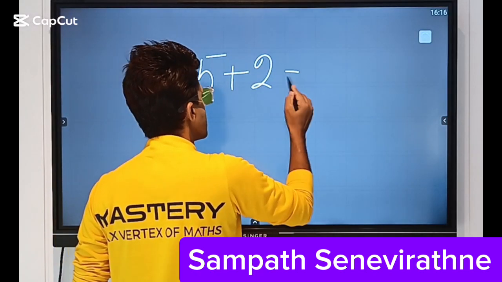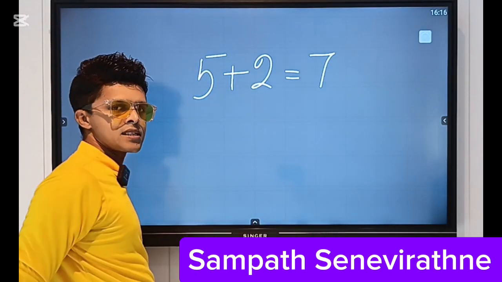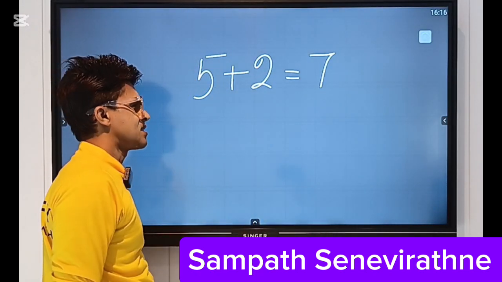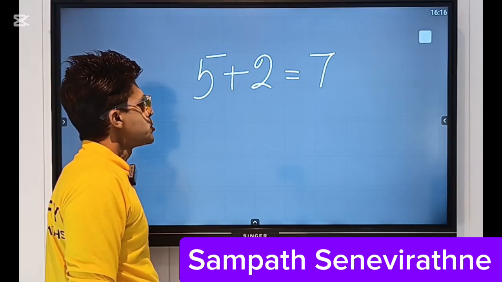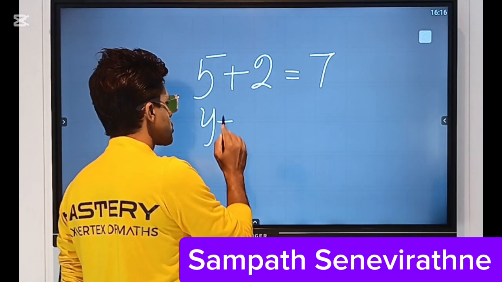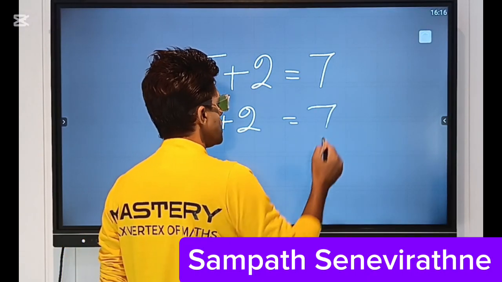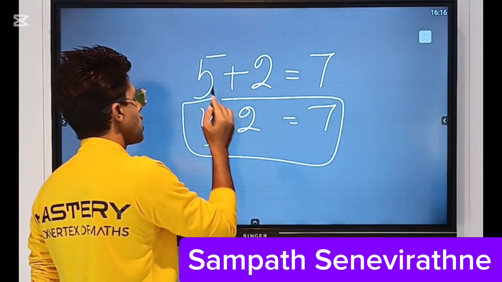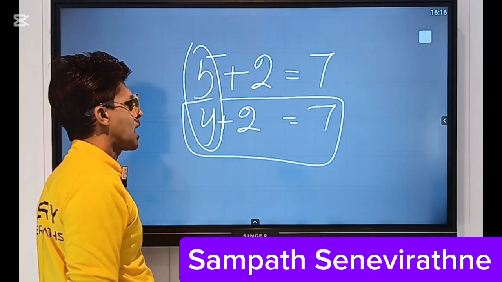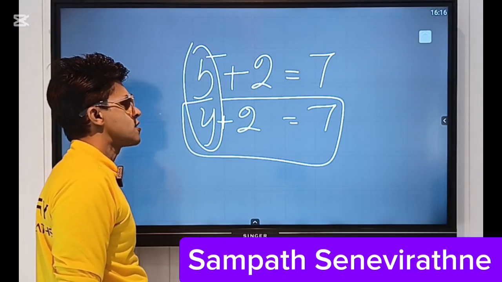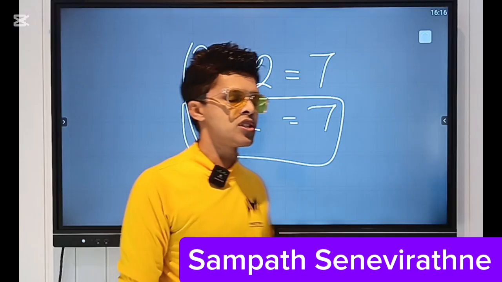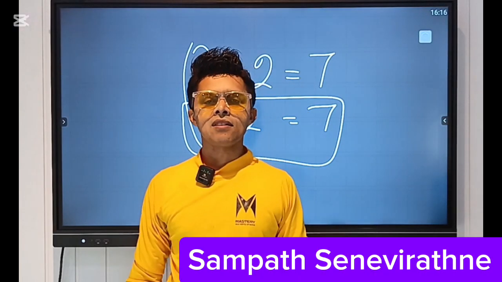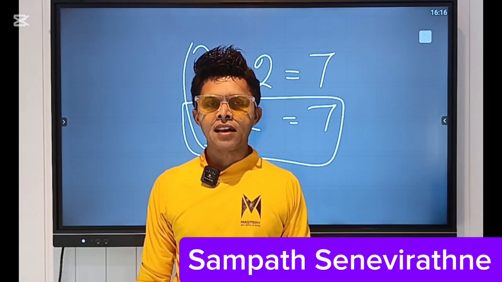Plus 2 equals 7. So really this is an equation. Very easy. This here is a relation. You know that 5 plus 2 is 7. So when I write this one as y plus 2 equals 7, then this is an equation. Really, the value of y you could see can be taken as 5 here. So a relation which is written connecting an equal sign is an equation.